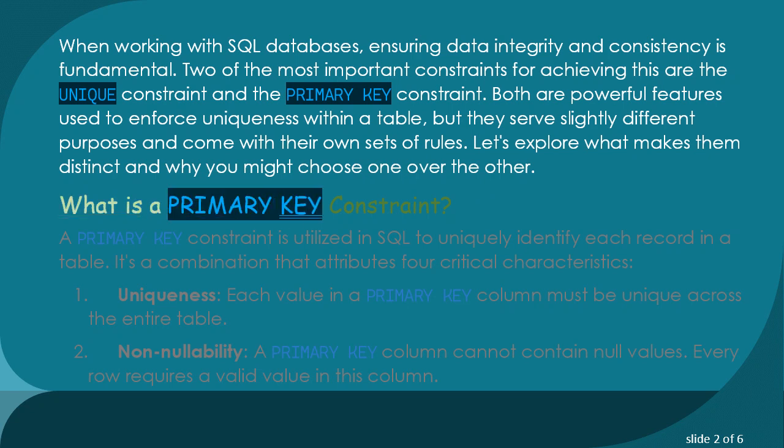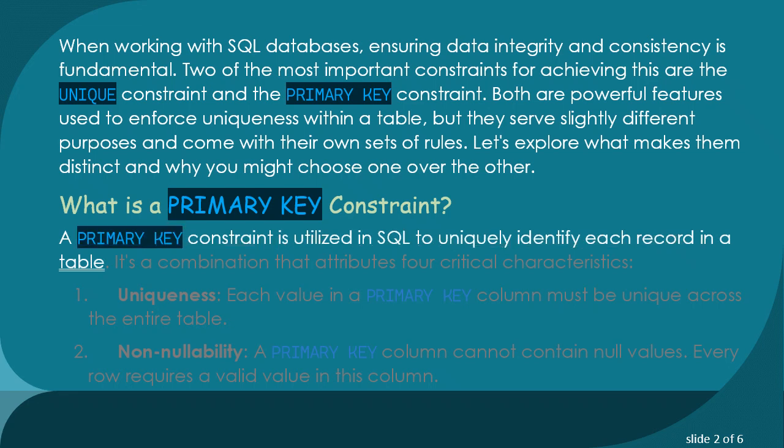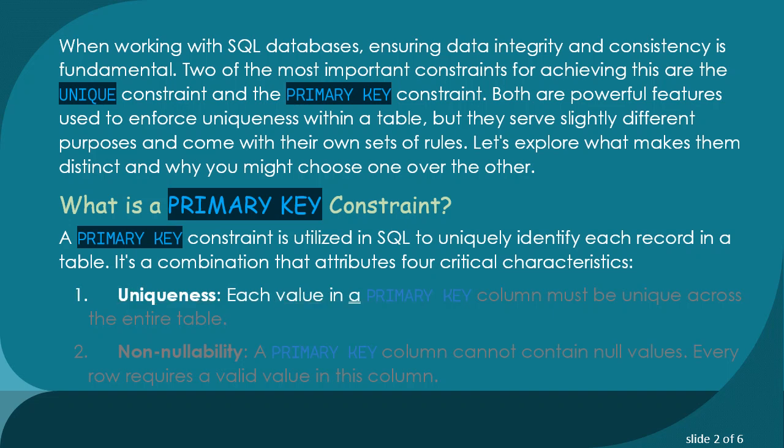What is a primary key constraint? A primary key constraint is utilized in SQL to uniquely identify each record in a table. It's a combination that attributes four critical characteristics. Uniqueness: each value in a primary key column must be unique across the entire table.